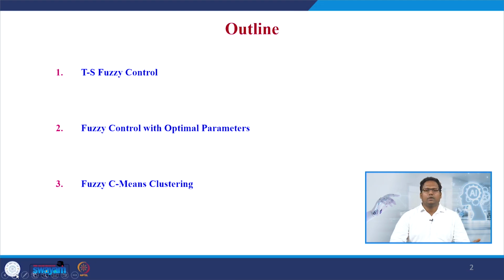Good afternoon, everyone. Today we are going to see about TS fuzzy control, an example, and fuzzy C means clustering. The outline of this talk will be as follows. First, we see TS fuzzy control towards an example of single link manipulator, where we can go for the regulation objective, where it has to come and settle down to a point for convergence. And then we have fuzzy control with optimal parameters. How can we have the fuzzy controller designed with optimal parameters? Then in the end of this lecture, we will be seeing the part which is fuzzy C means clustering.